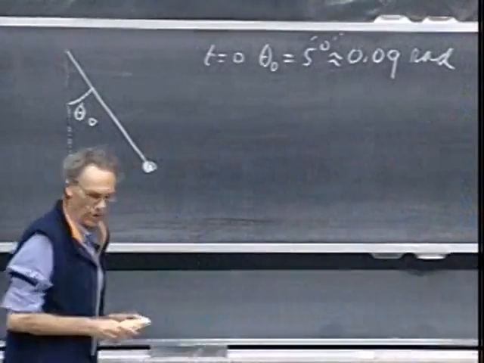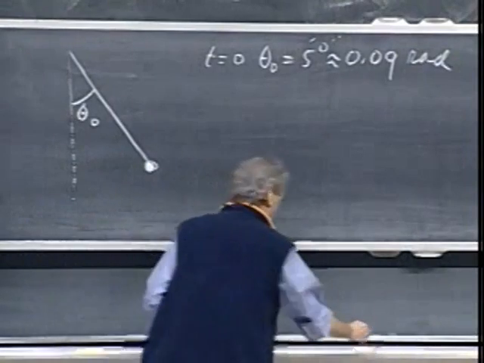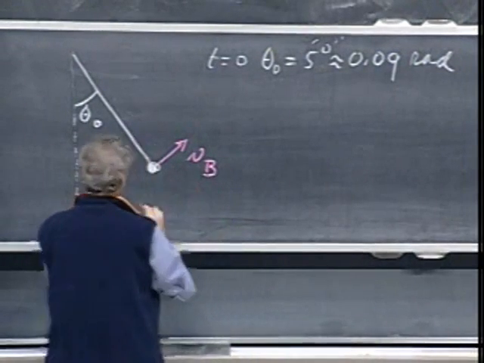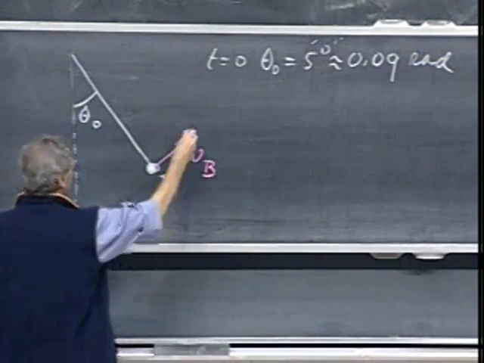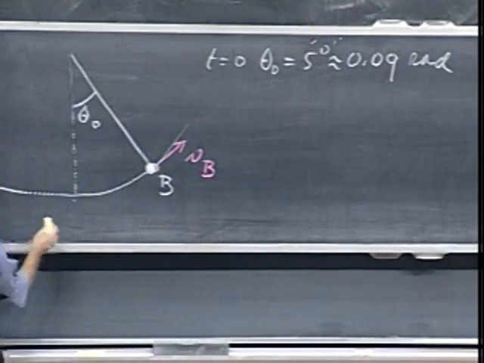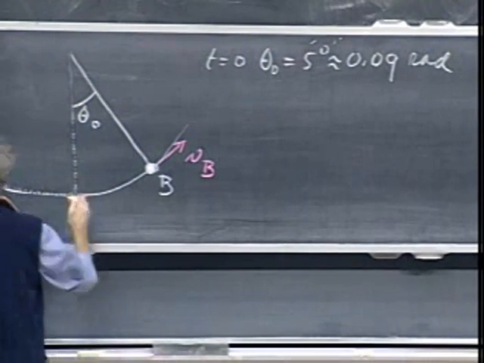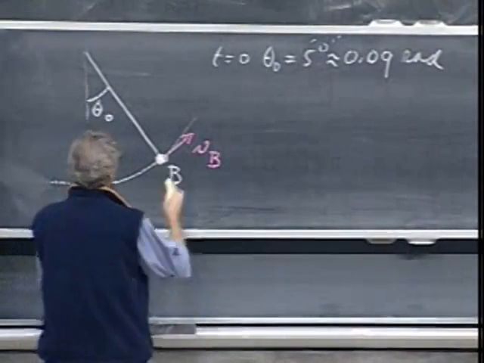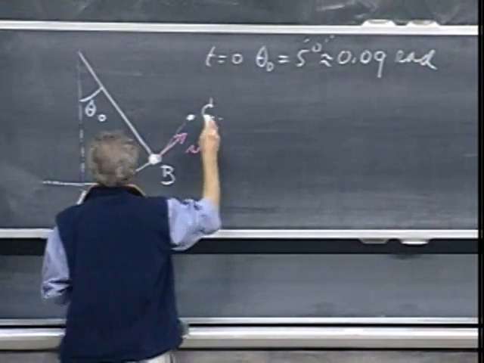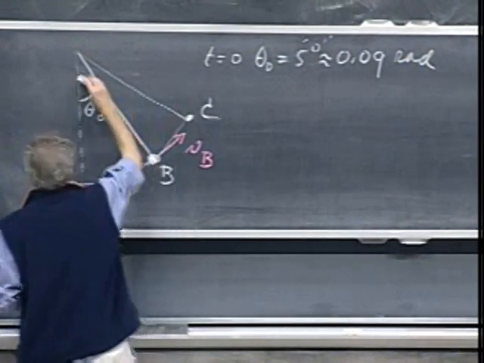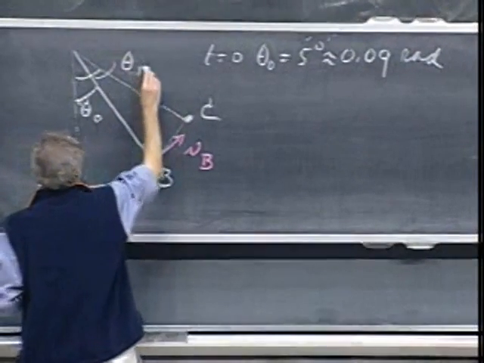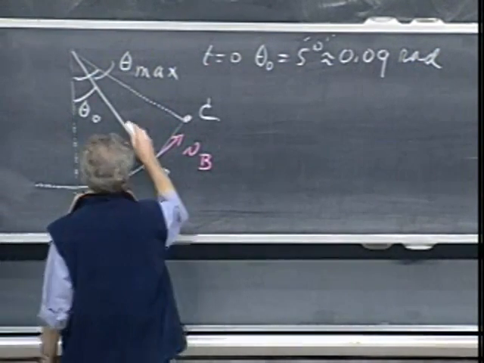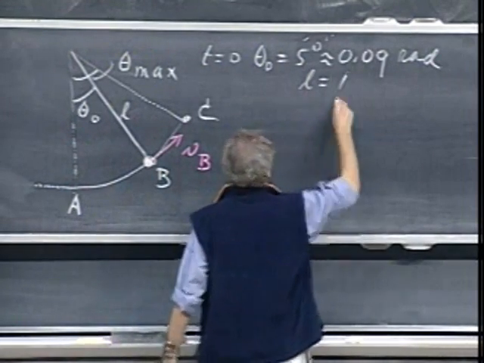At that time t equals 0, I give this pendulum a tangential speed. I call it v of b, because I call this point b. It's going to arc. I call this a. So this is a circle, and it comes to a halt, let's say here at point C. And then this angle is the maximum angle possible, is theta maximum. Let the length of the pendulum, for simplicity, simply be 1 meter.